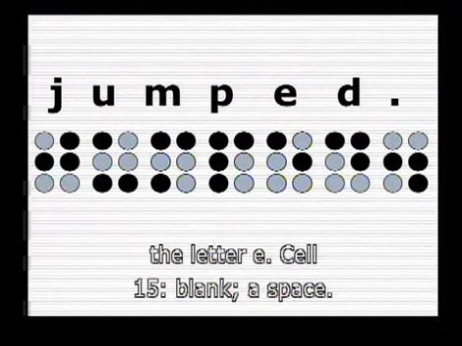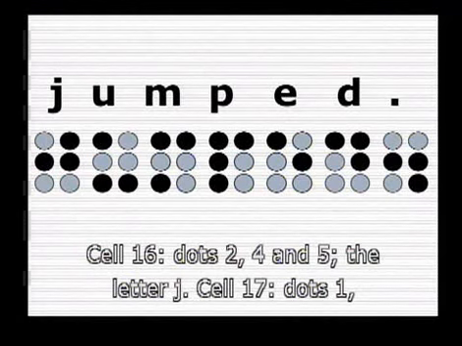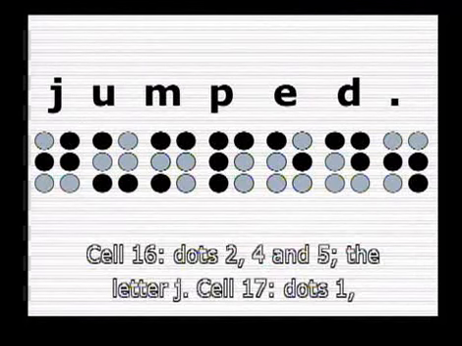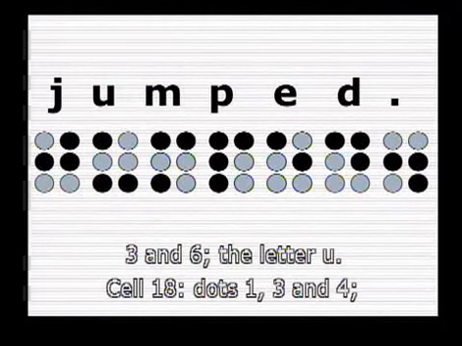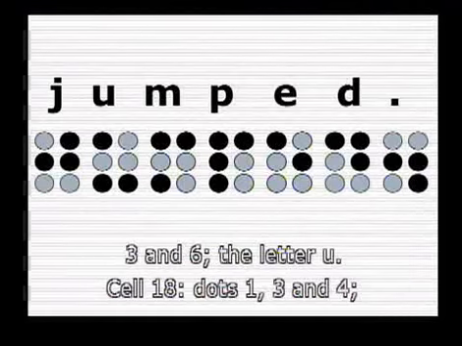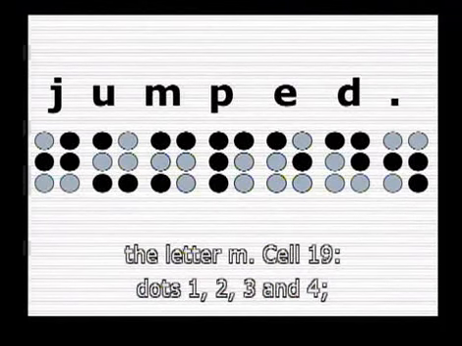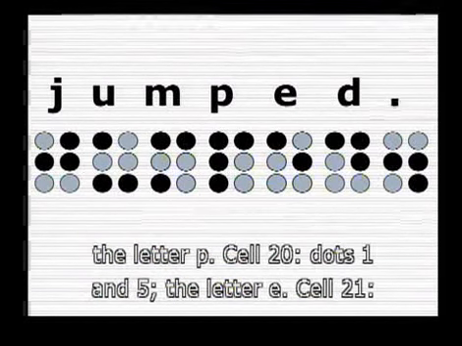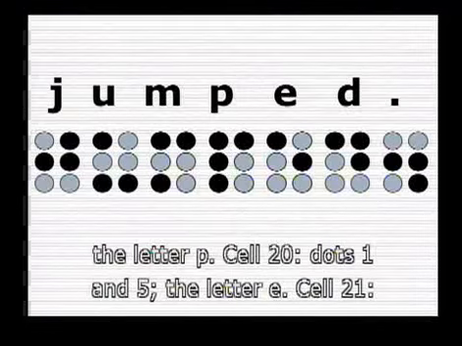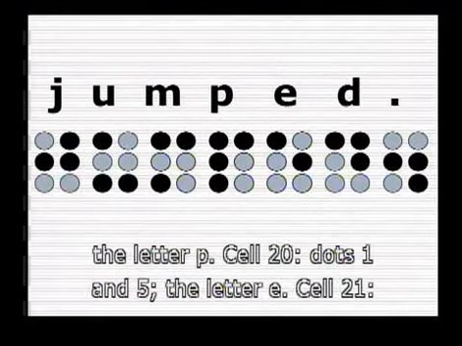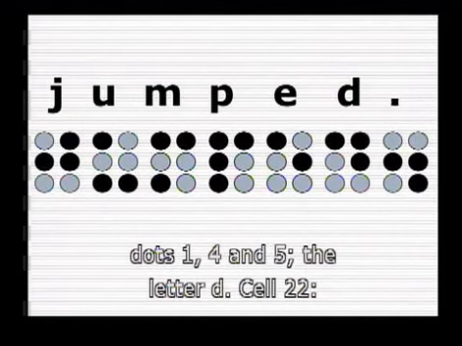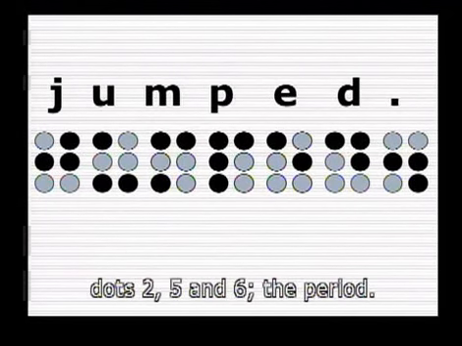Cell 16, dots 2, 4, and 5, the letter J. Cell 17, dots 1, 3, and 6, the letter U. Cell 18, dots 1, 3, and 4, the letter M. Cell 19, dots 1, 2, 3, and 4, the letter P. Cell 20, dots 1 and 5, the letter E. Cell 21, dots 1, 4, and 5, the letter D. Cell 22, dots 2, 5, and 6, the period.